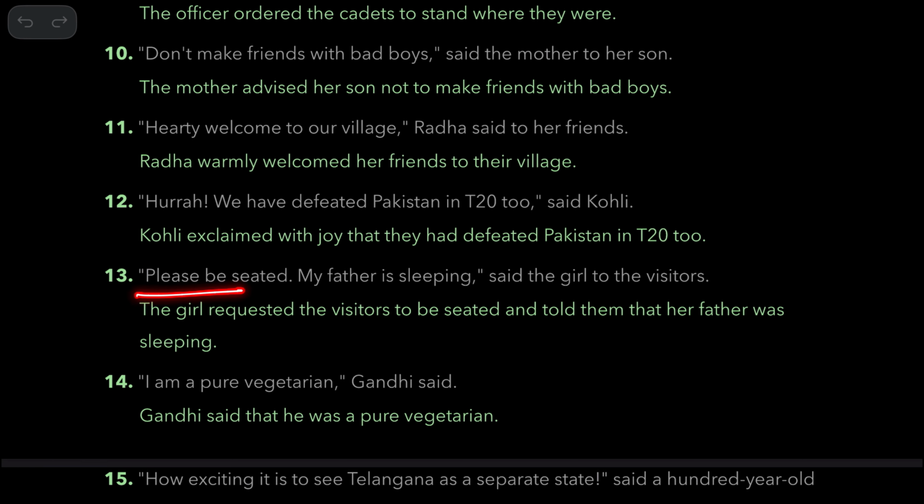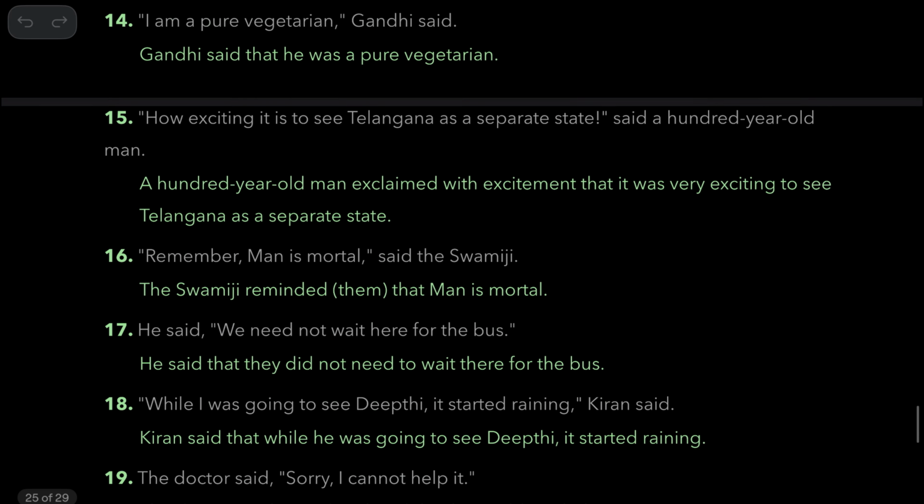"Please be seated, my father is sleeping." So you have two sentences here, said the girl to the visitors. The girl requested the visitors to be seated and told them that her father was sleeping. "I'm a pure vegetarian," Gandhi said. Gandhi said that he was a pure vegetarian.